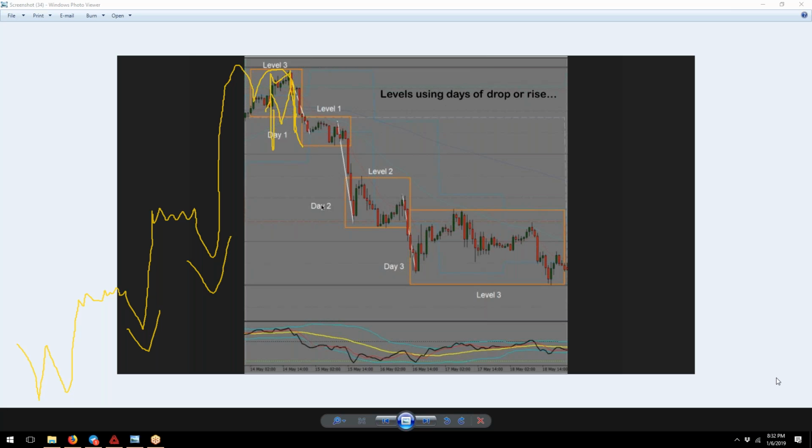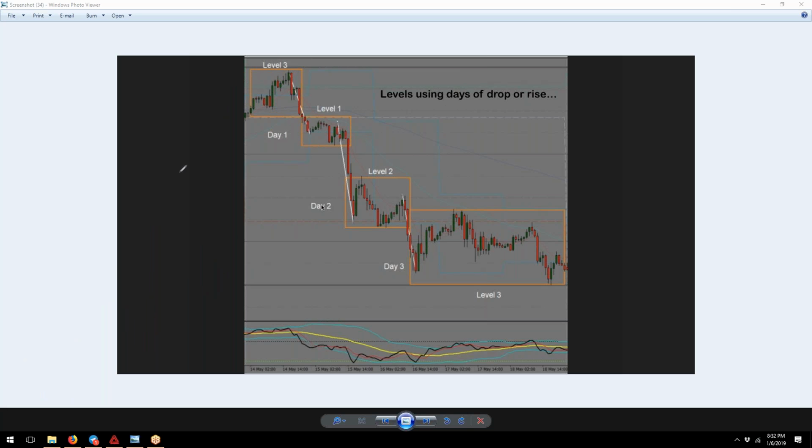Okay, that's the pattern. So it was on our way up. Now you got three levels of rise that have been confirmed. You get the structure up here. Now start counting days. Day 1 drop, level 1. Day 2 drop, level 2. And day 3 drop, level 3.